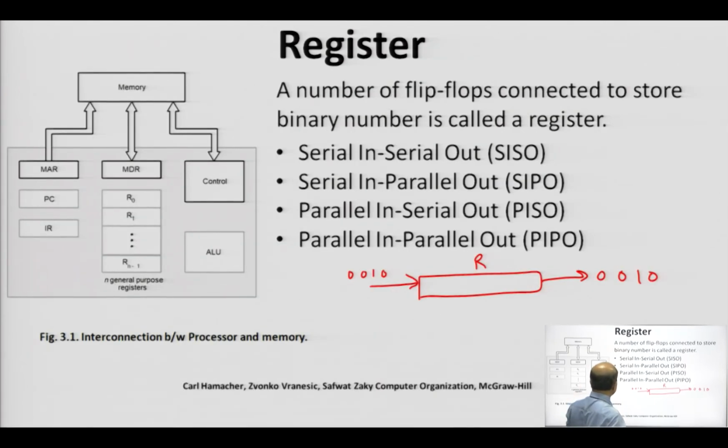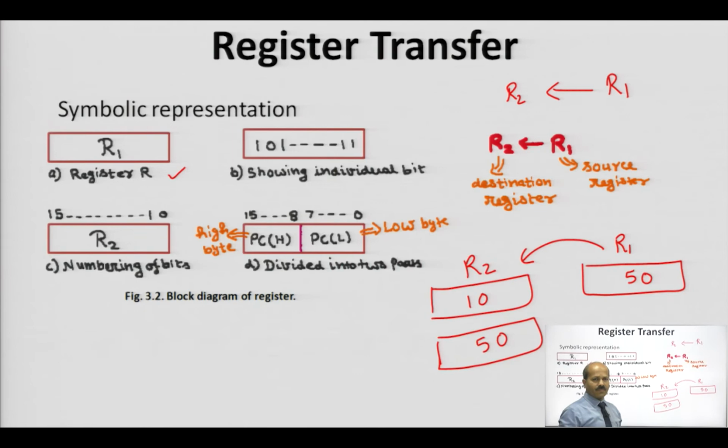We have also talked about various types of registers and their functionality. These are given in this figure in the processor, for example, MAR, MDR, PC, IR and general purpose registers. These are specific registers designed for specific operations. And we have also talked about various categories of registers: serial in, serial out; serial in, parallel out; parallel in, serial out; parallel in, parallel out. Then we have talked about how they can be symbolically represented.